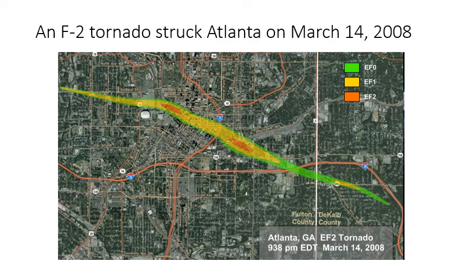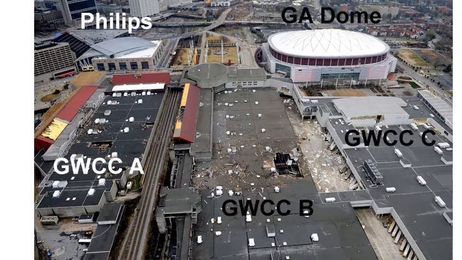March 14, 2008 was a notable day in tornado history for us because we had an F2 tornado that struck actually right through downtown Atlanta, which is unusual because most tornadoes do not strike in large cities. The big buildings tend to get in the way of the airflow and tend to inhibit tornadoes from forming. That tornado damaged the Georgia World Congress Center, damaged the old Georgia Dome because it went right over downtown.